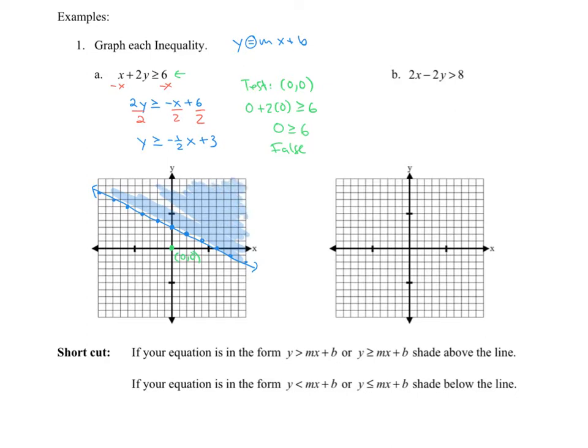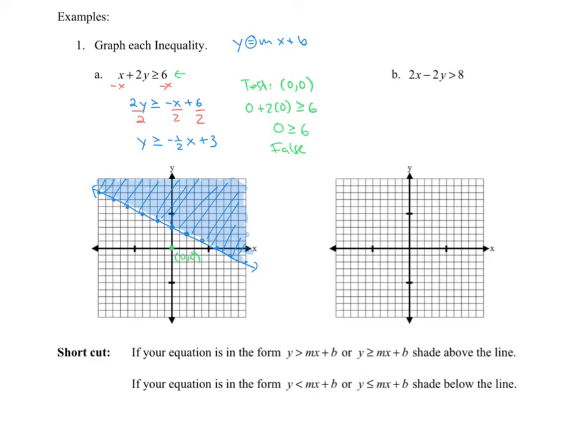And I'm using a highlighter because I have one, but if you don't have a highlighter and you're just using a pencil, it's okay to just kind of do a dashed shading like this, to indicate that that's the side of the line that you're going to shade.